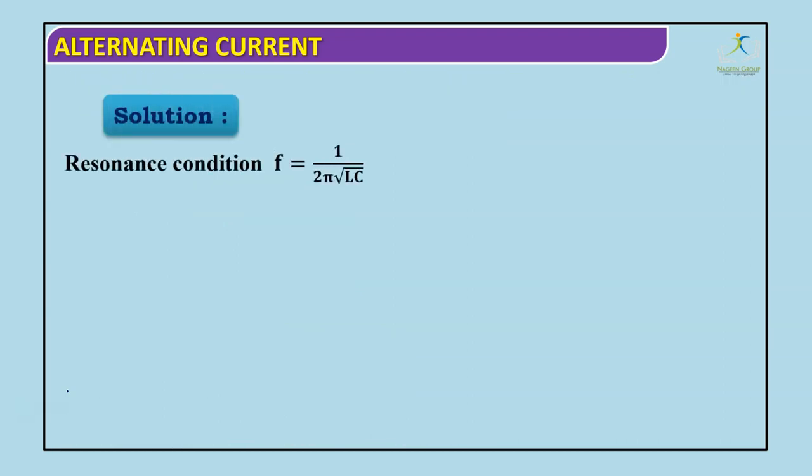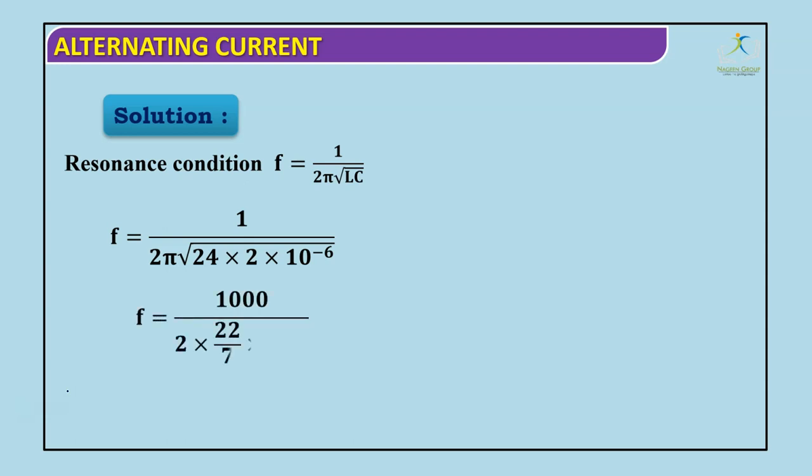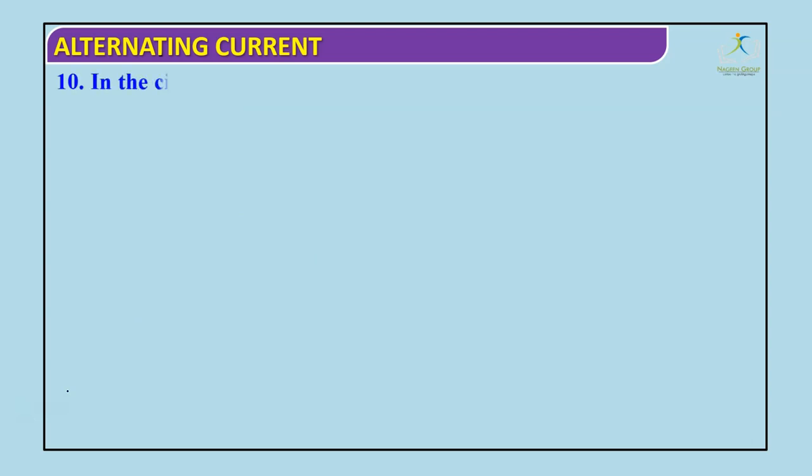So resonance condition: F is equal to 1 by 2 pi under root LC. So F is equal to 1 by 2 pi under root. The values of L and C are given already. We just solve this term and get the value of frequency, which is 23 Hz.